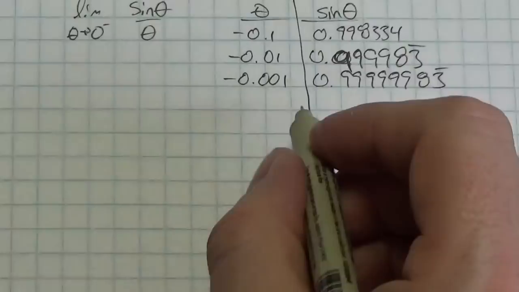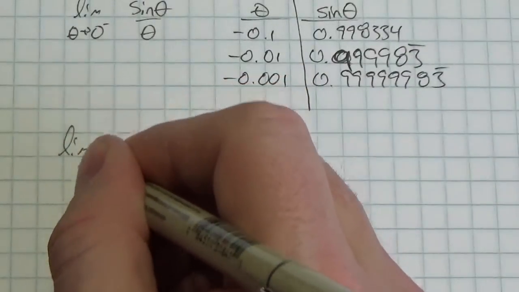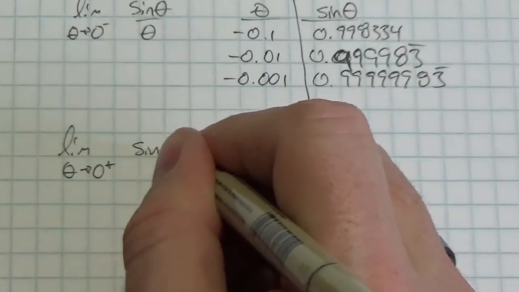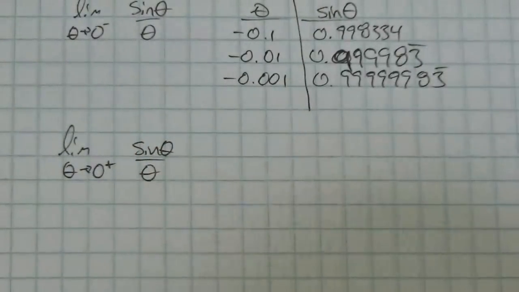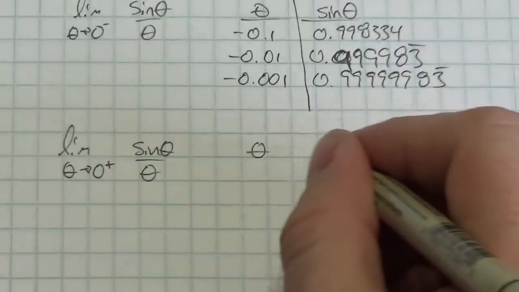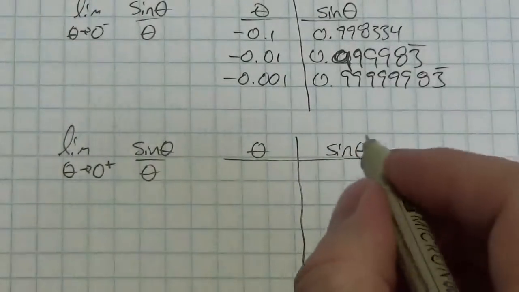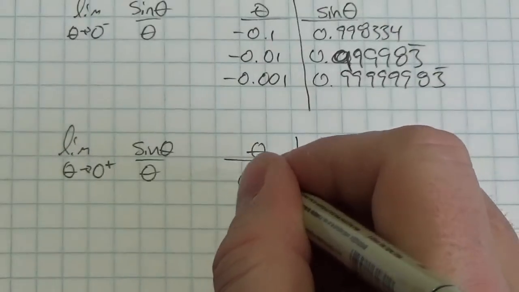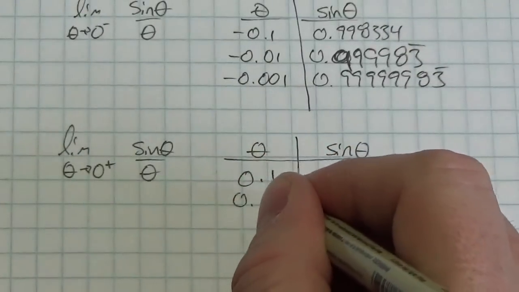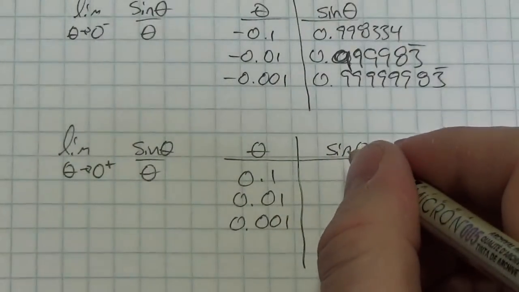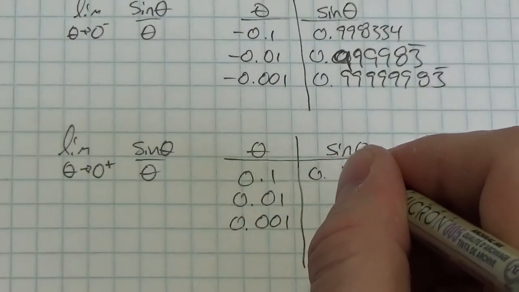But just to be sure, let's take a look at what happens if we approach 0 from the right of sine theta over theta. Same thing. So theta, sine of theta over theta. We'll approach this as positive 0.1, 0.01, 0.001. And there's a beautiful little bit of symmetry here.